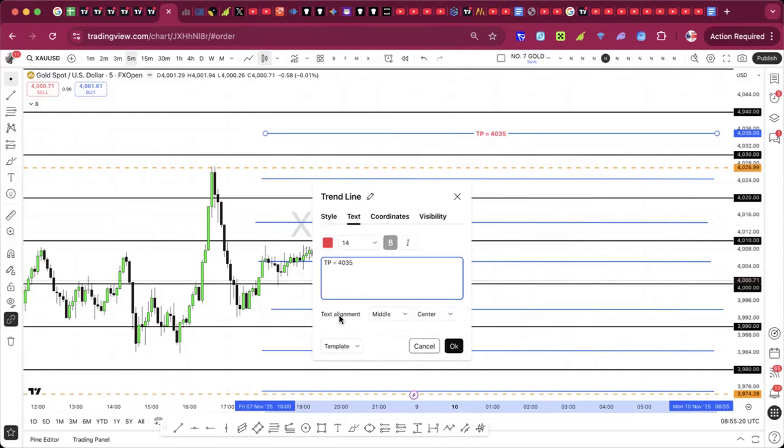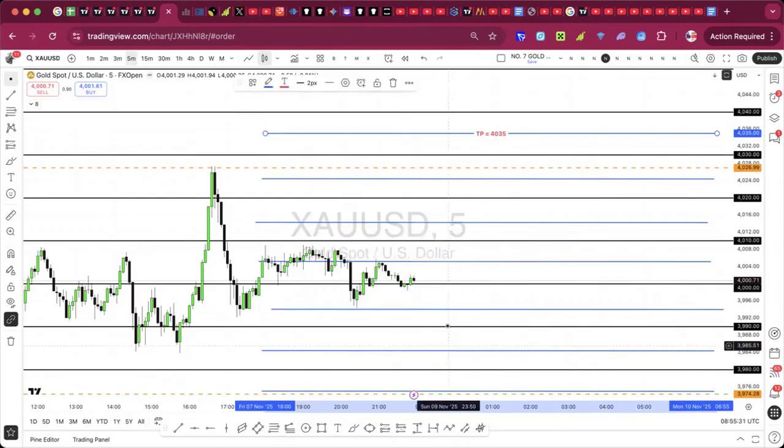You see this text alignment? Here, you're going to change it to middle, because yours may not be in middle. Here, you're going to change it to center. Then you're good to go. You do that to all of them. You see mine? So when you enter, you have an idea and understanding that the market is going up at that point. Okay, so the same thing you repeat here.